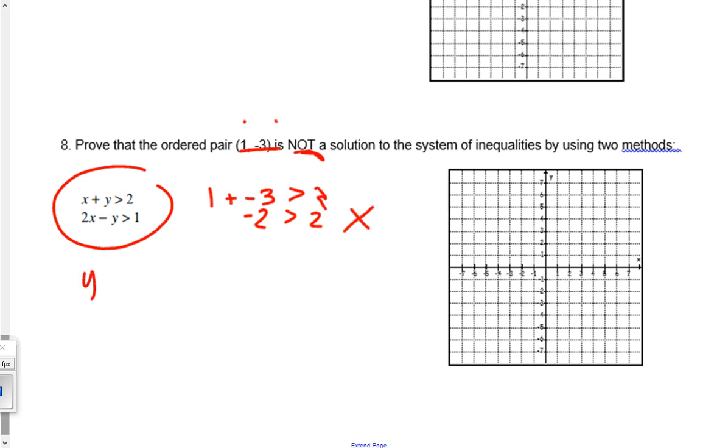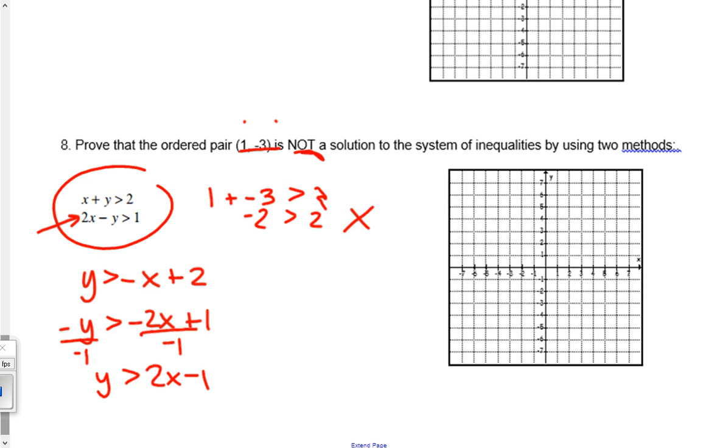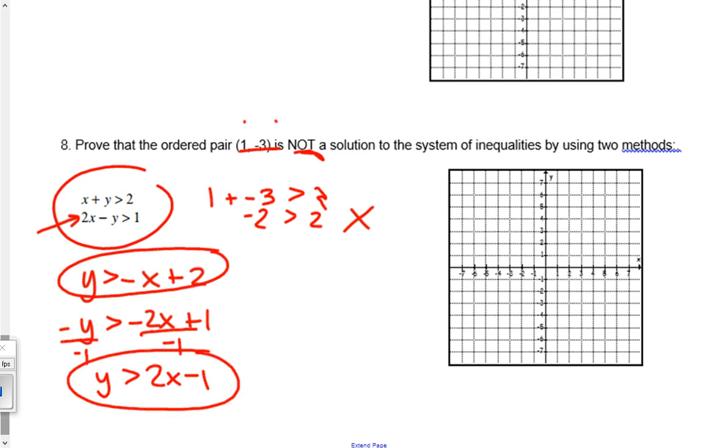So then I would need to change these into y equals mx plus b and graph those. Notice the second equation, when I change it to y equals mx plus b, I've got a negative here that I need to divide or multiply by. That flips my sign around. Don't forget that. So I'm going to graph these two things over here on my graph. So I've got negative x plus 2. Okay, so there's one graph, and it is greater. Then my other line is 2x minus 1. So here's minus 1. 2x would be up like this.